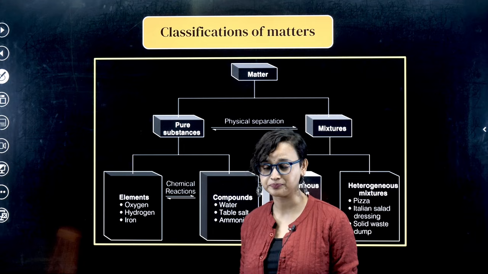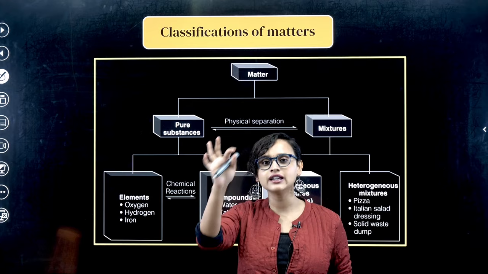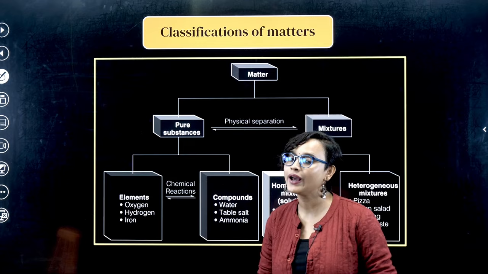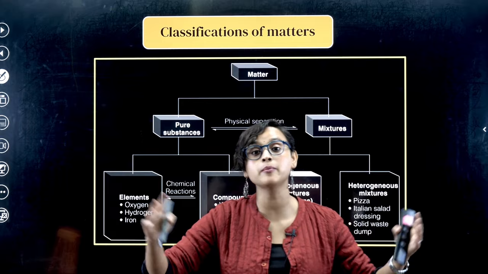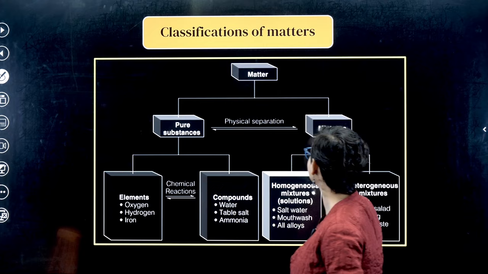What is classification? Classification is basically putting things into different groups. So when we want to classify matter broadly, in the major amount, then you call them pure substances and mixtures. I hope this is clear.